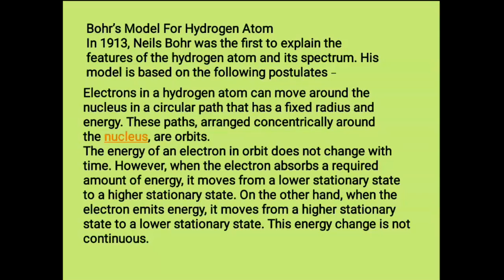However, when the electron absorbs a required amount of energy, it moves from a lower stationary state to a higher stationary state. On the other hand, when the electron emits energy, it moves from a higher stationary state to a lower stationary state. This energy change is not continuous and it appears in the form of a radiation having particular wavelength or frequency in the hydrogen spectrum.